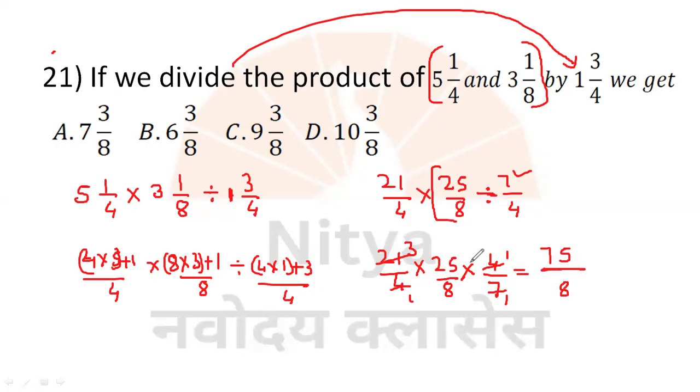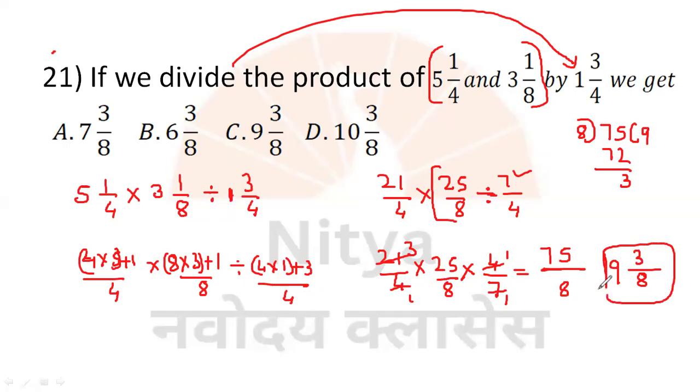But the options are given as a mixed fraction, so you have to simply divide it. 8 nines are 72 and the remainder is 3. The denominator 8 stays as it is, the quotient becomes the whole part and the remainder goes in the numerator. So 9 and 3/8. That is option C, our answer. Okay, next.